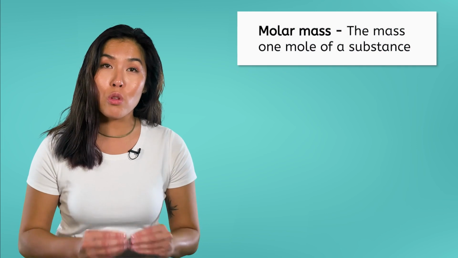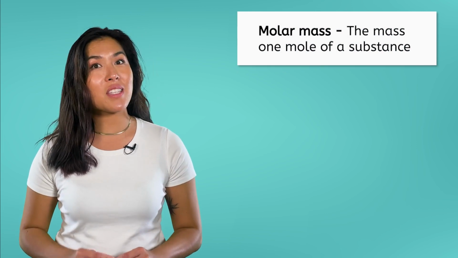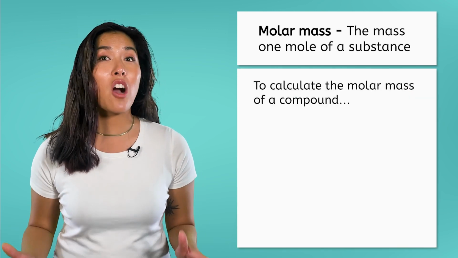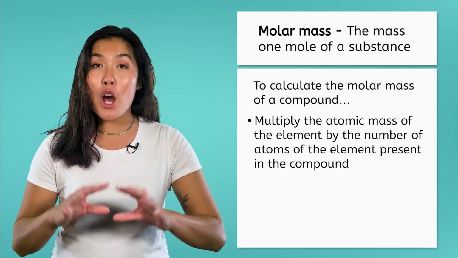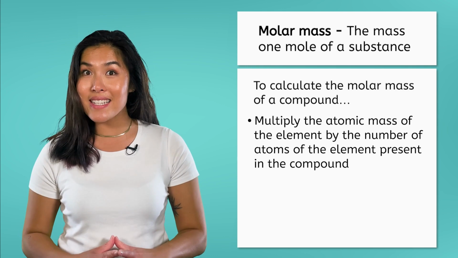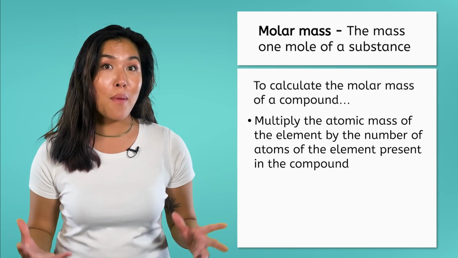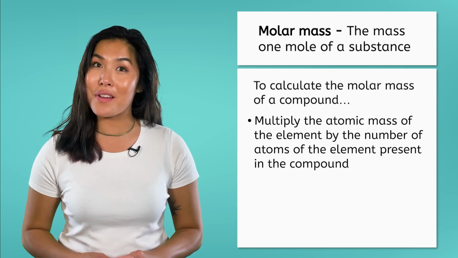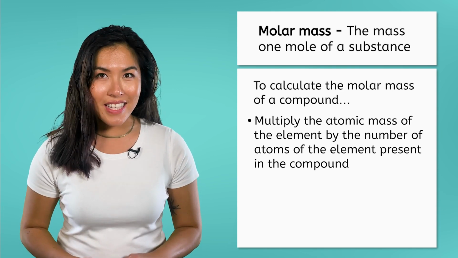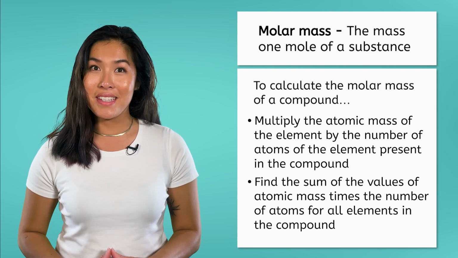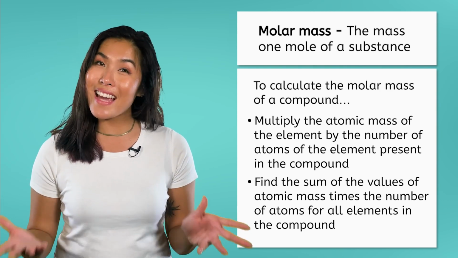The mass of 1 mole of a substance is called its molar mass, and you can calculate the mass of any compound using the periodic table. To calculate a compound's molar mass, you find how many atoms of each element are present in the compound, then multiply that number by the atomic mass of the element from the periodic table. Finally, you add it all up for the total molar mass of the compound. Let's work through a few examples together.